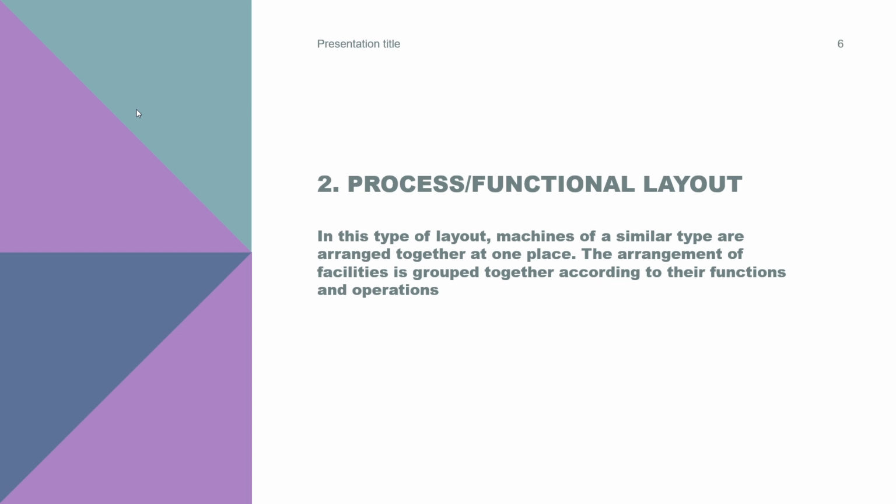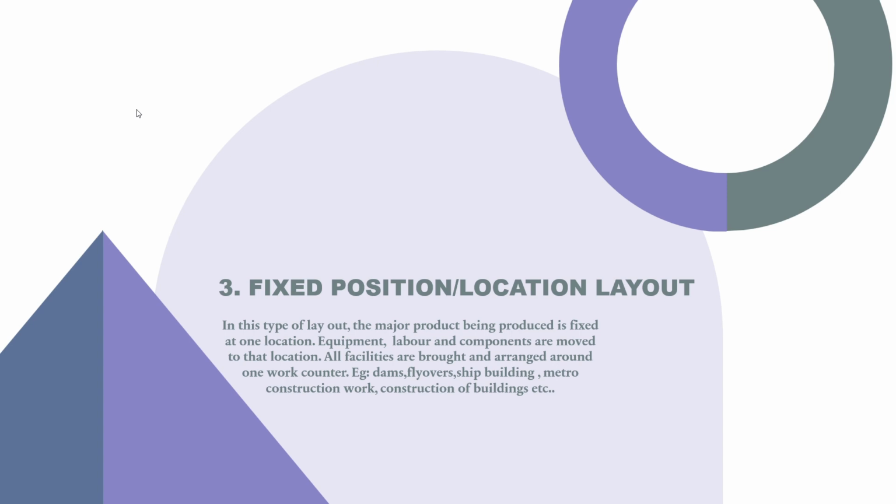Now we can study the third type of plant layout, that is fixed position or location layout. In this type of layout, the major product is being produced at a fixed location. Equipment, labor and components are moved to that location. For example, shipbuilding, flyovers, dams, construction of buildings, etc. This type of layout is not relevant for small scale entrepreneurs.